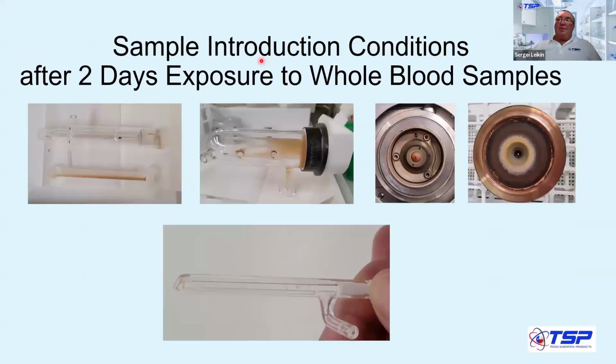So here is how the sample introduction components looked. You see, this is why it stopped. That's how the sample introduction components are affected. You see the deposit, and the cones looked okay, but you see the deposit here. But our nebulizer, called OptiMist Ion, looked absolutely clean, and there was nothing to be done to maintain it. Again, the details are in this paper that we just published in Spectroscopy.